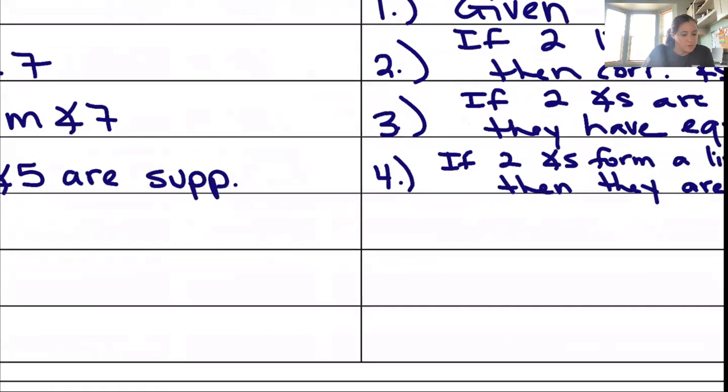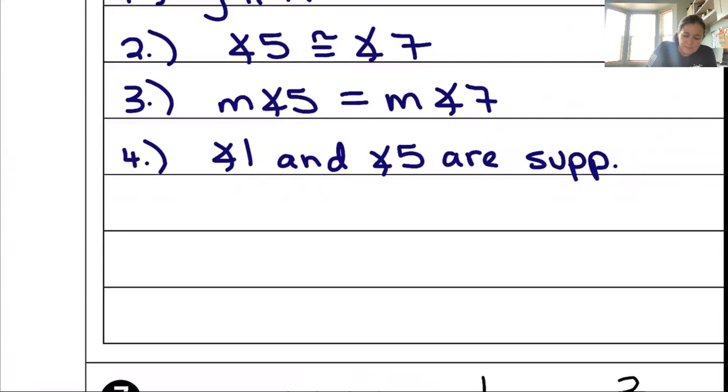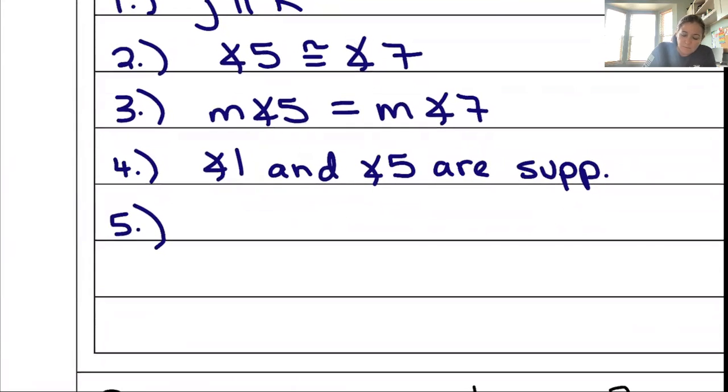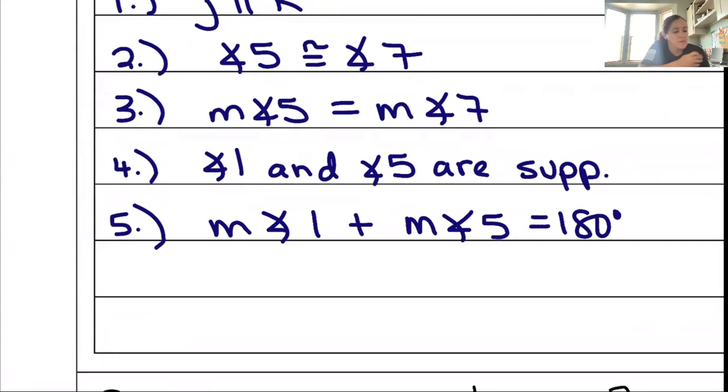Okay, so let's see what we can say next. So the measure of angle 1 plus the measure of angle 5 is equal to 180 degrees. That's your definition of supplementary angles. So again, that's on the front side of your sheet, about halfway down. And so if two angles are supplementary, then their sum is 180.